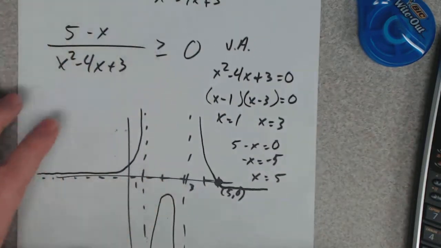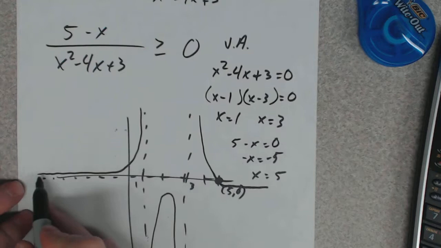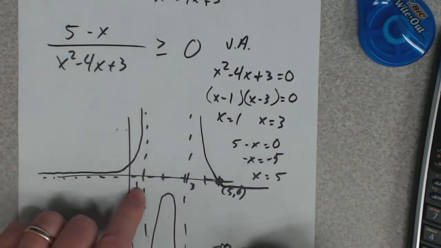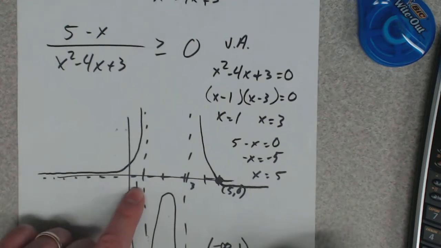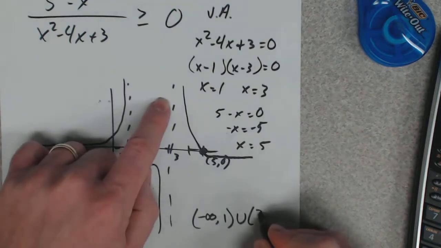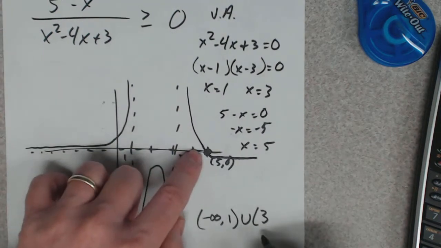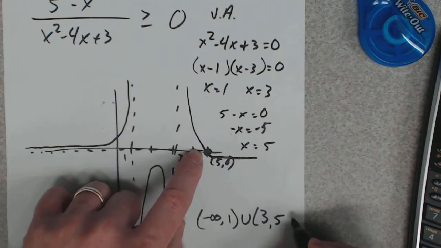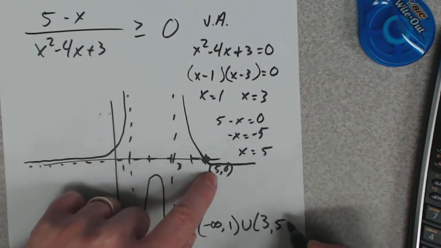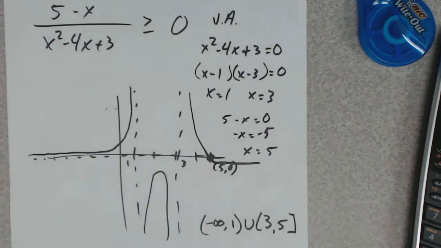So where is this bigger than 0? All this piece through here, negative infinity to 1. We're always going to use parentheses at an asymptote. Then from 3 all the way down to 5. And we're going to bracket the 5. See, it has an equal to on it. We're going to bracket this one. Since it's an intercept, we bracket it in.